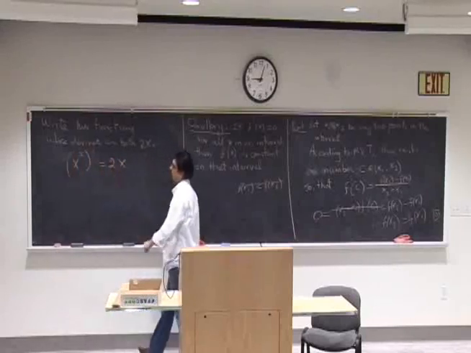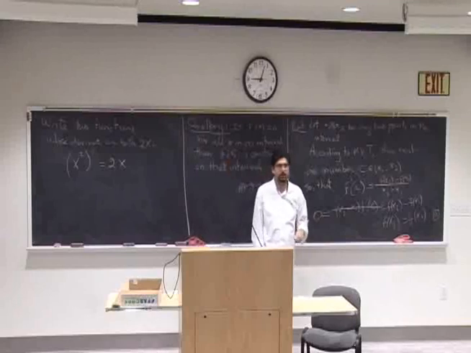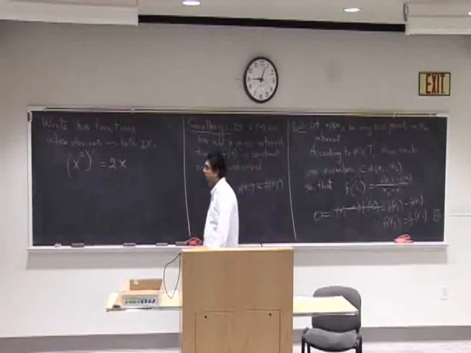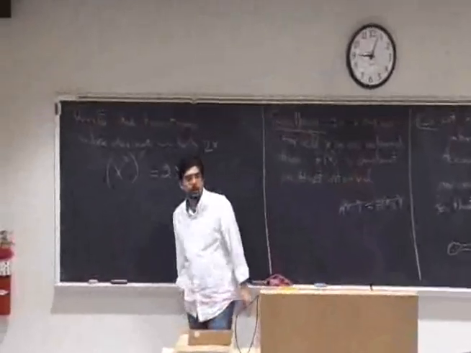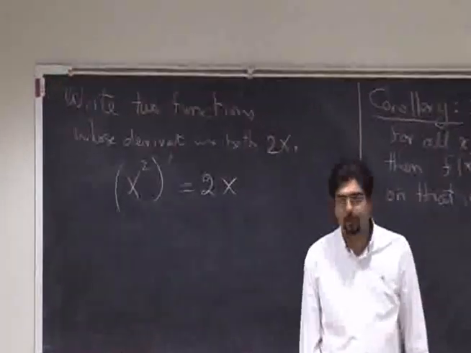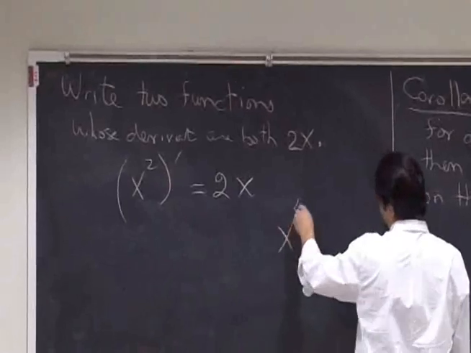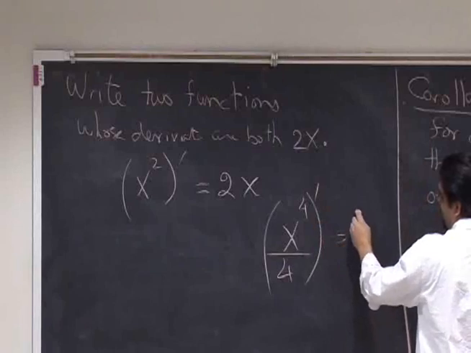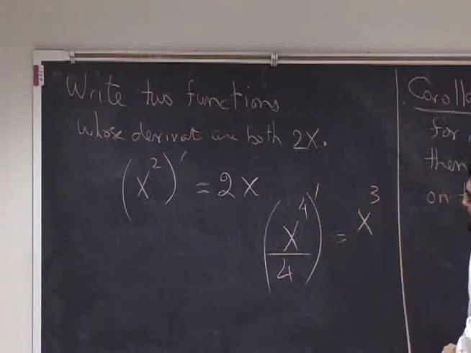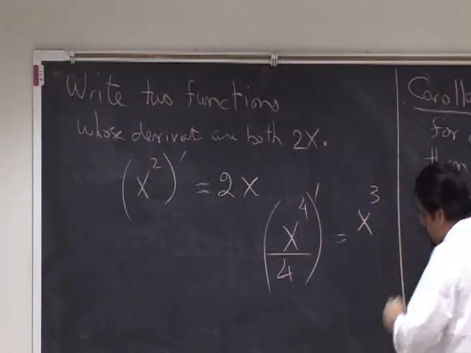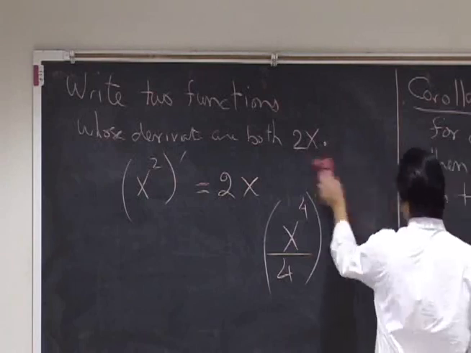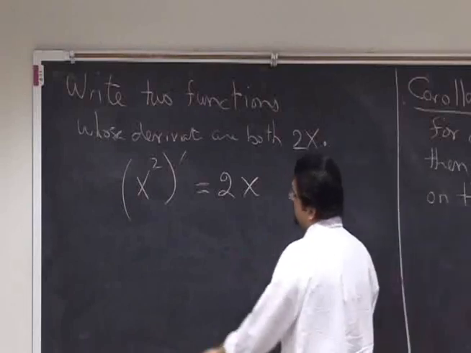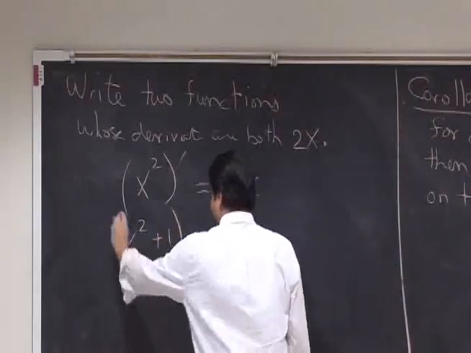So one of the functions is x squared. Now give me another function whose derivative is 2x. X to the 4 over 2? No, the derivative of that would be x cubed. You want the derivative to be 2x. I told you that the answer was easy. X squared plus 1. Thank you. X squared plus 1.